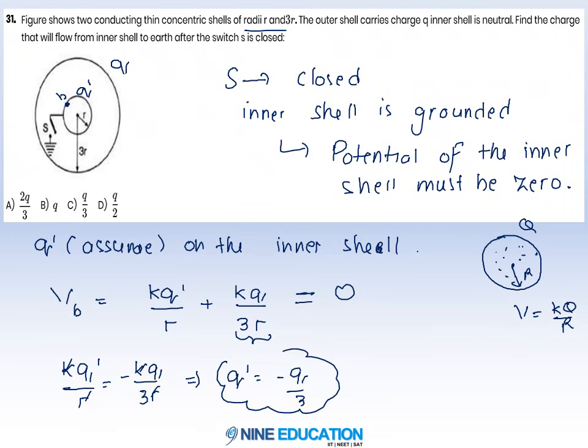Now the question is how much charge flows from the shell to earth. Initially this shell is neutral, meaning it has zero charge. When you close this switch, it is grounded. Now the charge is minus q by 3. So how much charge flows from shell to earth? Q by 3. That's why it acquired minus q by 3.